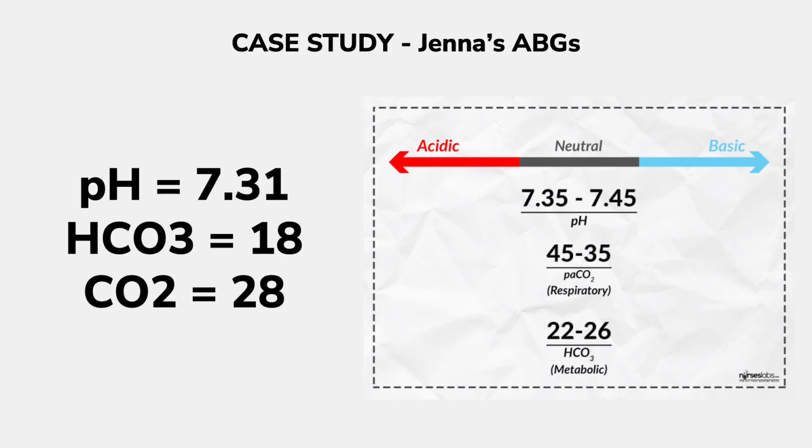The normal CO2 is 35 to 45, so it is low. Okay, so the pH is 7.31, which indicates acidosis, and bicarb is 18, which is low. It's moving in the same direction as the pH, as they both are low. CO2 is 28, which is low. That means that the lungs are trying to compensate, because what are they trying to do? They're trying to blow out the CO2, right? We need more oxygen. We need to get rid of the acidity. So this represents metabolic acidosis with respiratory compensation.